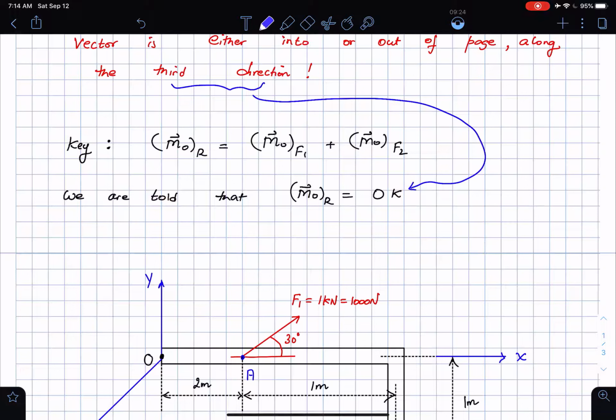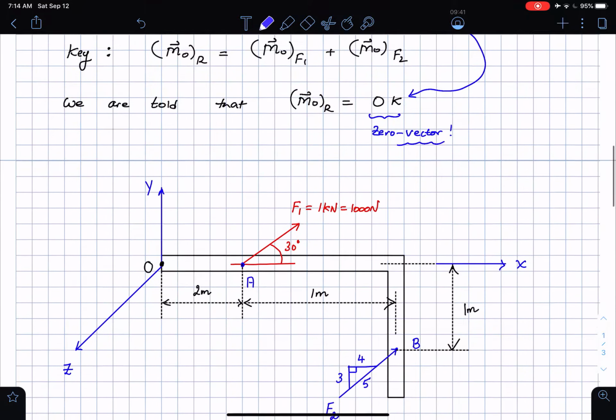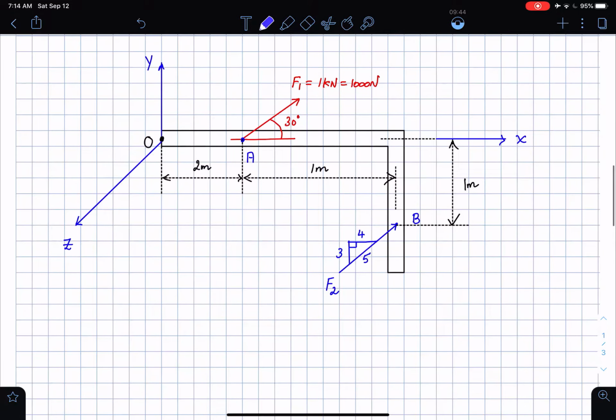Since it is 0, it doesn't matter whether it is positive k or negative k, right? Because 0 times something is always 0, but it is still a vector. Okay, so this is a 0 vector. All right, so that's 0. So that's the key idea I'm going to be using. So my aim now is to take these forces and break them into their components. So it's getting a little crowded here. I'm going to cut this off and then say, okay, this is the force F1.